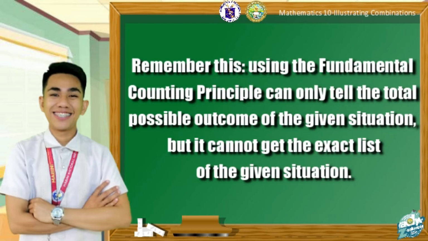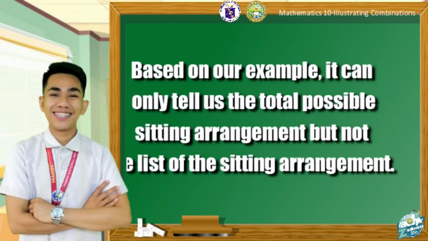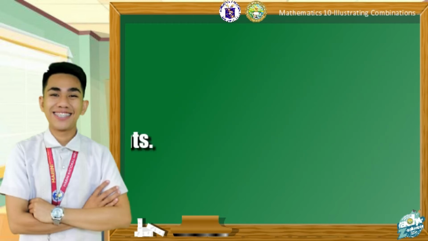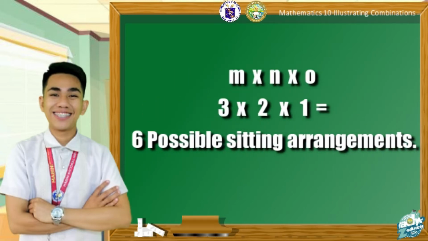Remember this, using the fundamental counting principle can only tell the total possible outcome of the given situation, but it cannot give the exact list of the given situation. Based on our example, it can only tell us the total possible seating arrangements, but not the list of the seating arrangements. So, m times n times o is equal to 3 times 2 times 1 equals 6 possible seating arrangements.